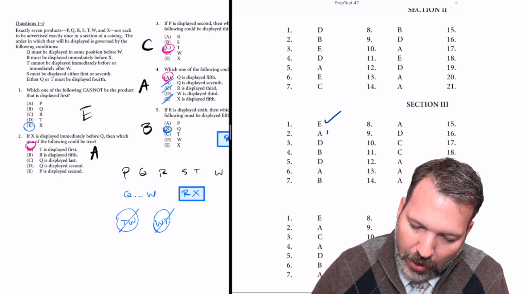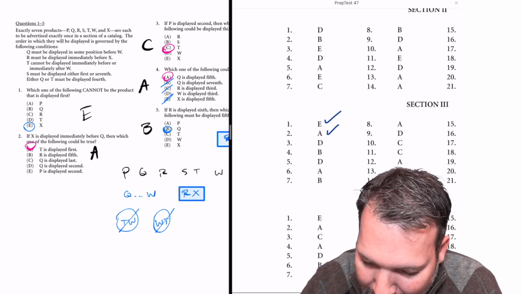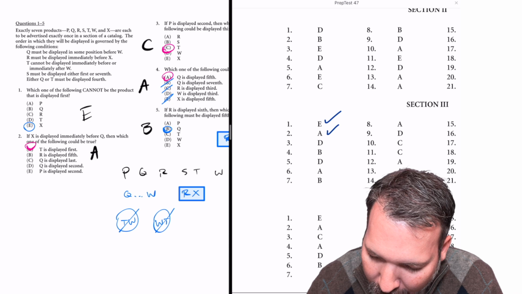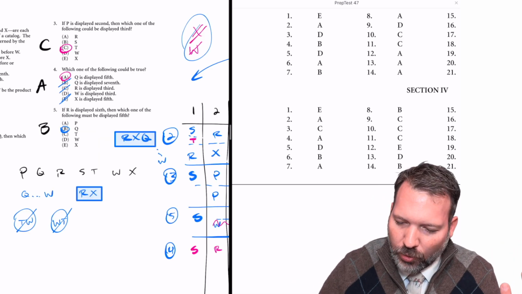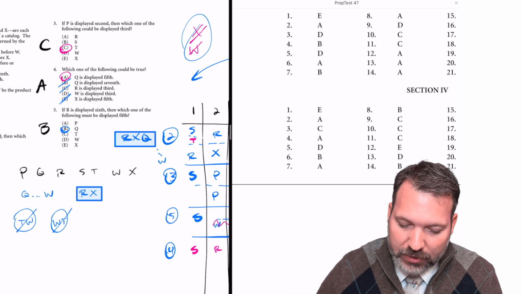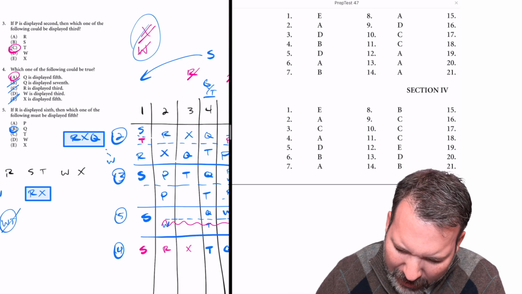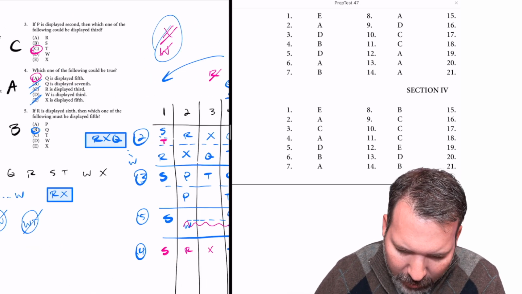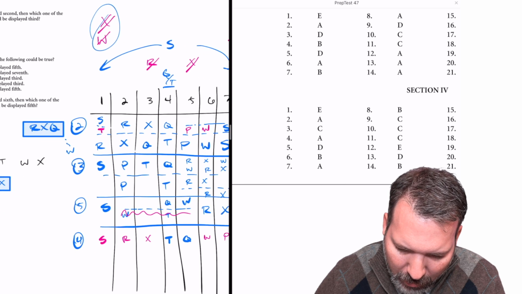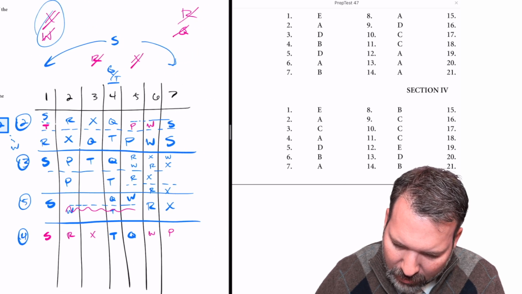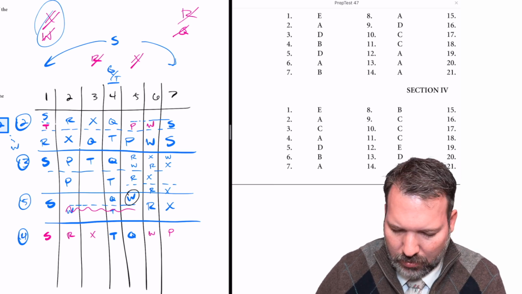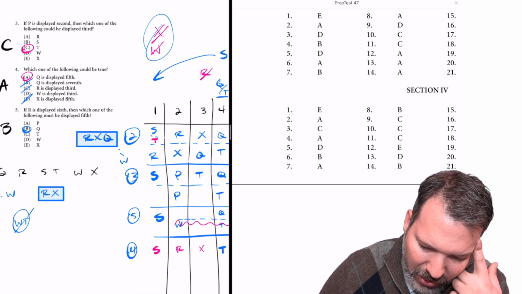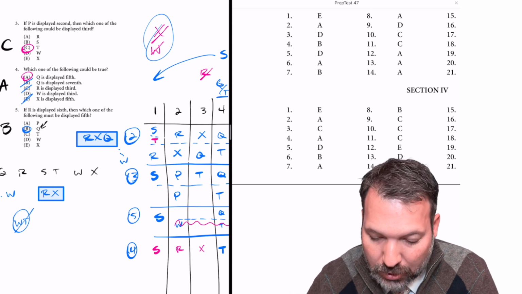E. Are you kidding me? No. Wait, what did I do? I told you I would post it. Somehow I missed 5. Why did I circle B? If R is displayed 6th, what must be displayed 5th? Q? Wait, that's the wrong question. W. Why did I circle B? Oh, that is so frustrating.